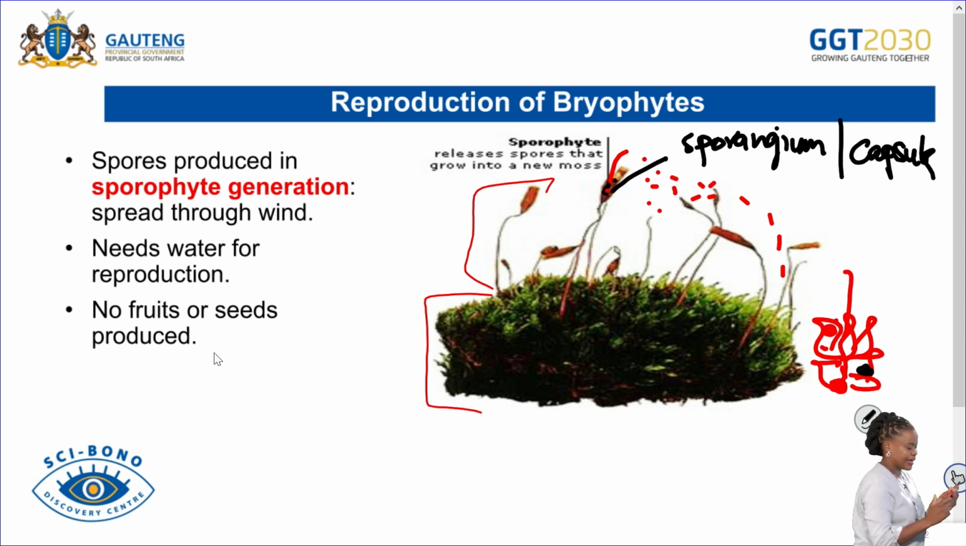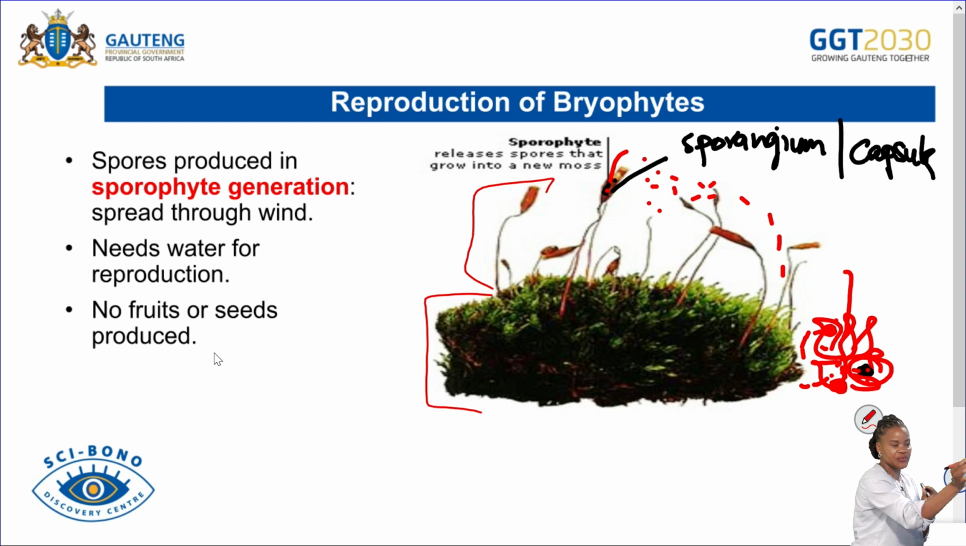Now, the male branches, what is going to happen? Through water, when this part is covered by water, they will then release what? They will then release the sperm cells. And then the sperm cells will swim because of water. They will swim into what? They will swim into the female branches, whereby they will fuse.